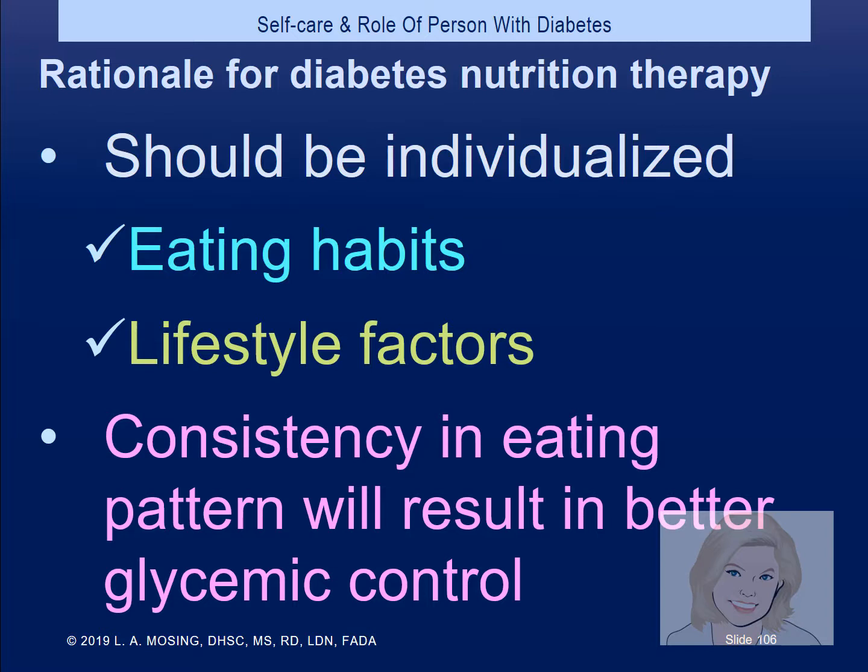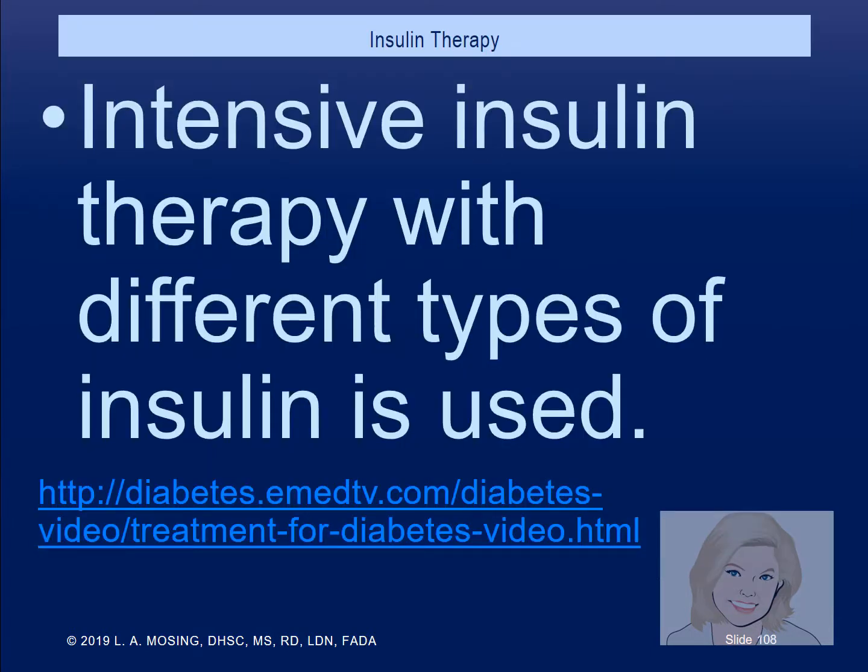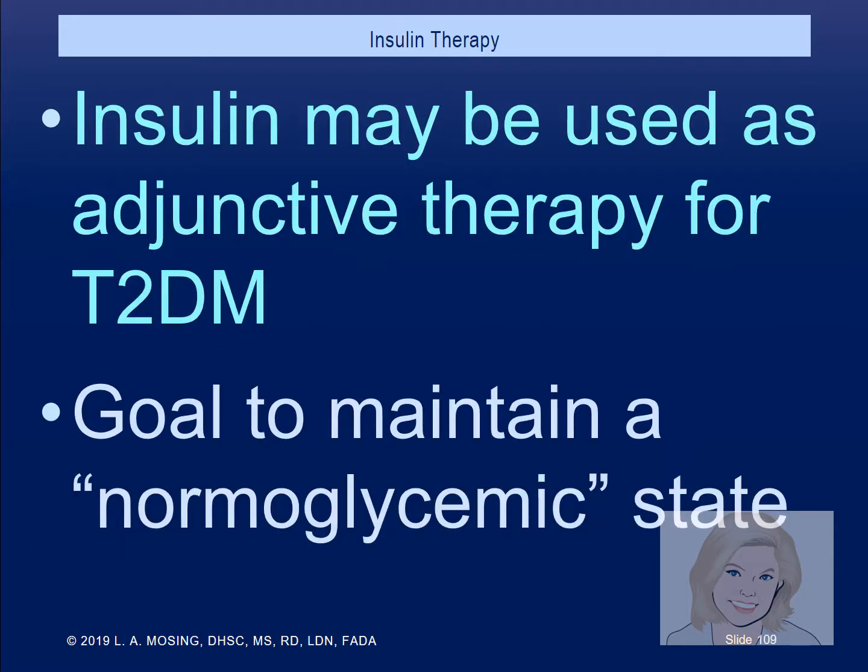If someone was a meal skipper and they ate 1 meal a day, you're going to talk about mini meals or maybe snacking and trying to get more into balance so we have better control of their blood sugar. So how do we control that? For many of our patients, it might require insulin. Intensive insulin therapy uses several types of insulin. So insulin could be used as an additive therapy to type 2 diabetes.